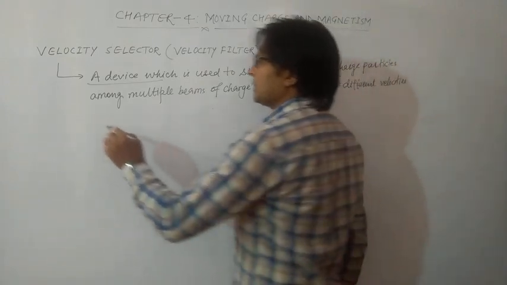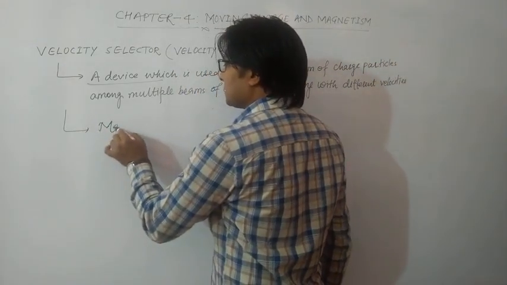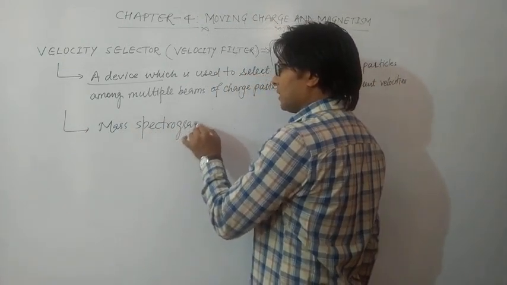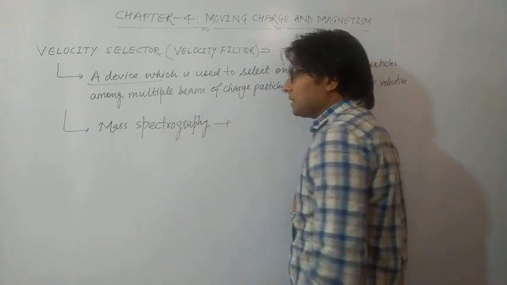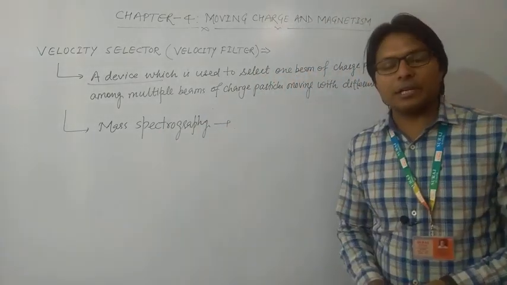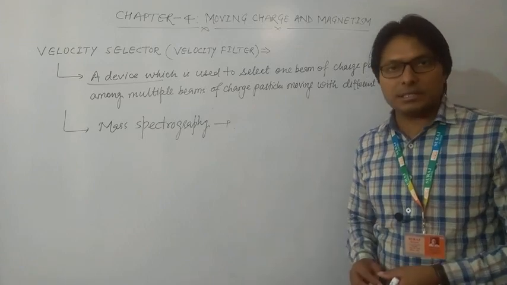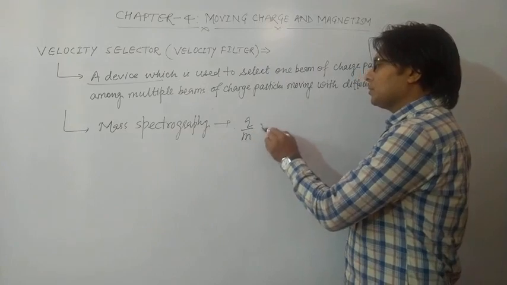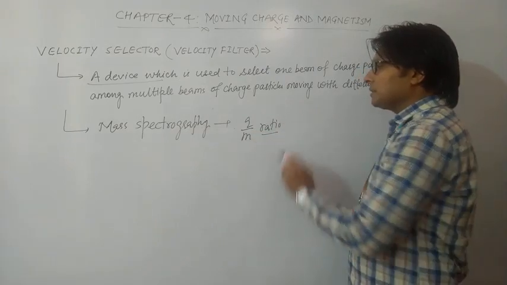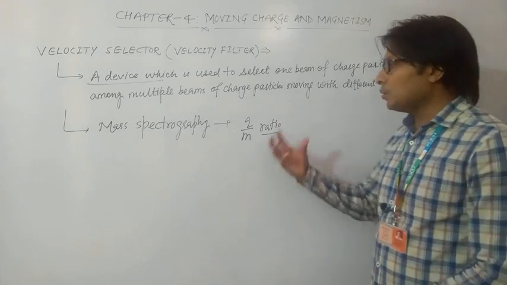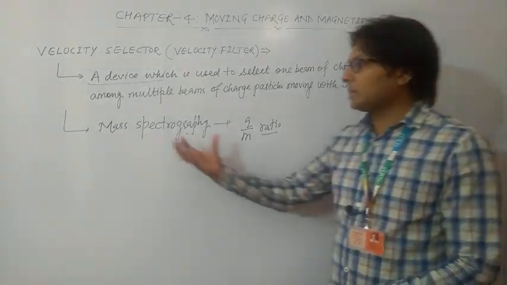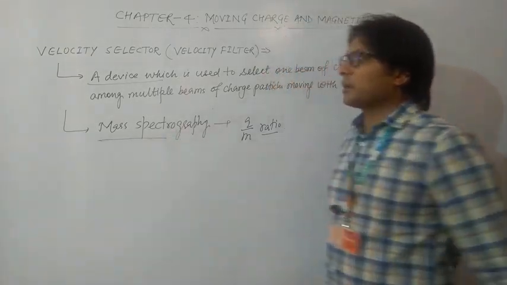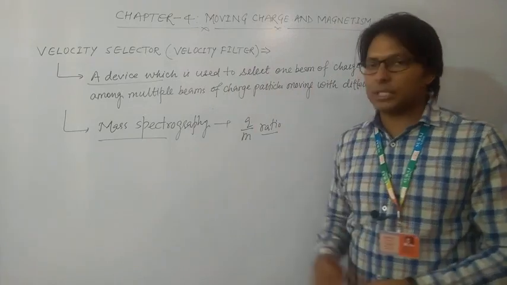It is used in mass spectrography. What is mass spectrography? With the help of mass spectrography, we can find out the mass of small particles and the charge by mass ratio, Q by M ratio. The device which is used to find the charge by mass ratio of a charged particle is known as mass spectrography. So in mass spectrography we use a velocity selector.